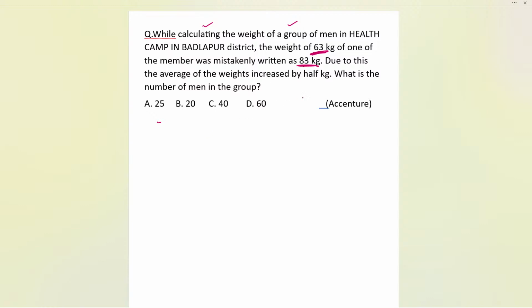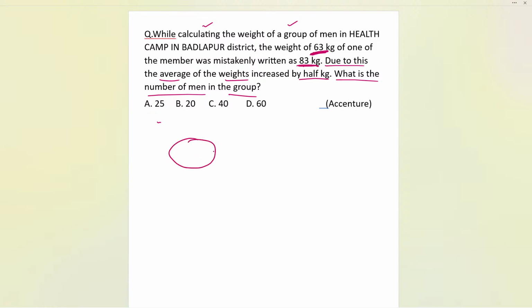So do we know the earlier total weight of the group of men? No, we don't know. Due to this, the average of the weight increased by half kg. Okay, fine, half kg increased. What is the number of men in the total group? We need to find that. We don't know the total men, and we also don't know the average.